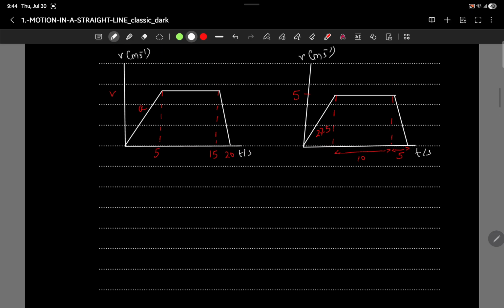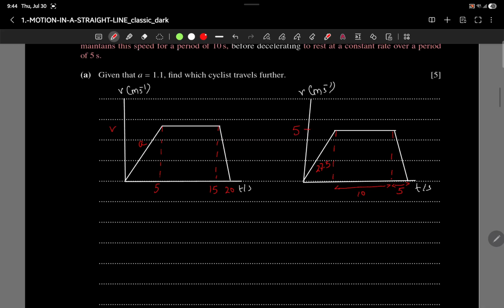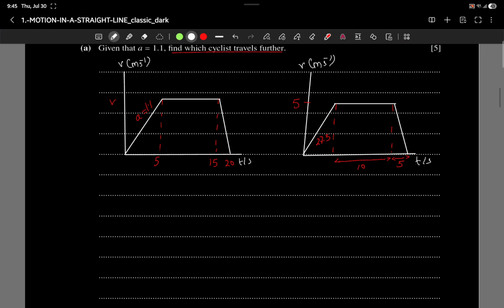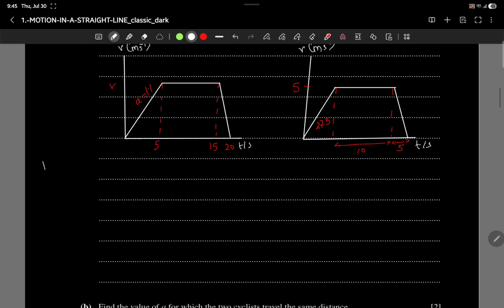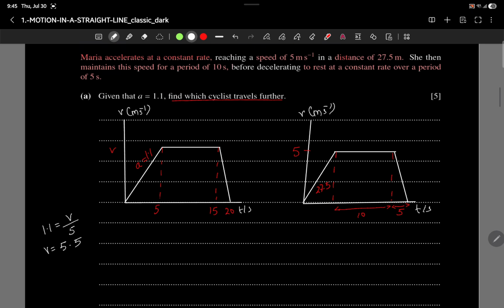Now, it says, given that the acceleration is 1.1, find which cyclist travels further. So we need to find the distance of both and see which distance is longer, so which area under the graph is larger. So first let's start from Isabel. We know the acceleration. We just don't know the final velocity, which we can find real quick. So final velocity is going to be 5.5. So over here, this is actually 5.5.